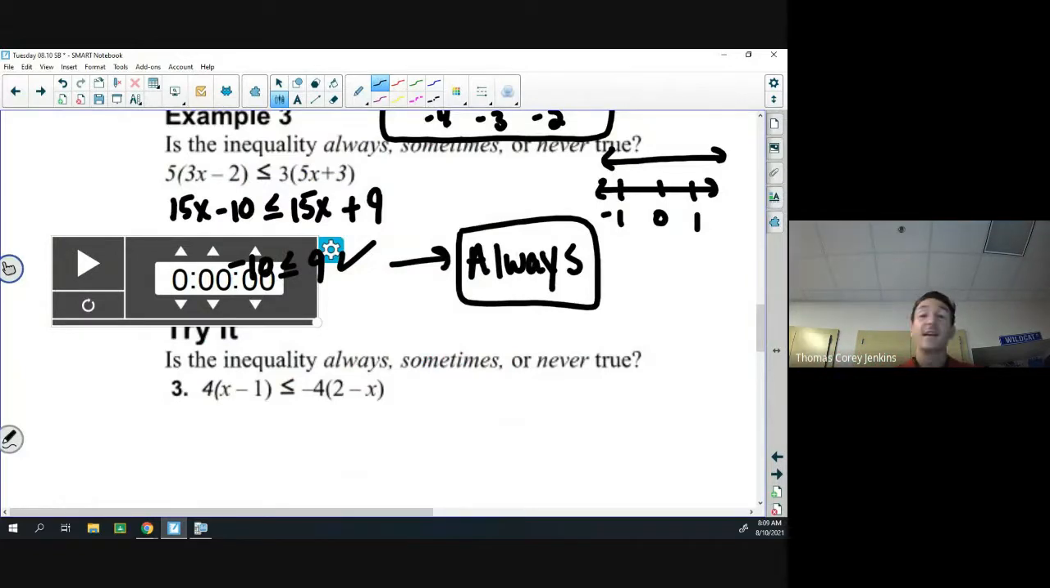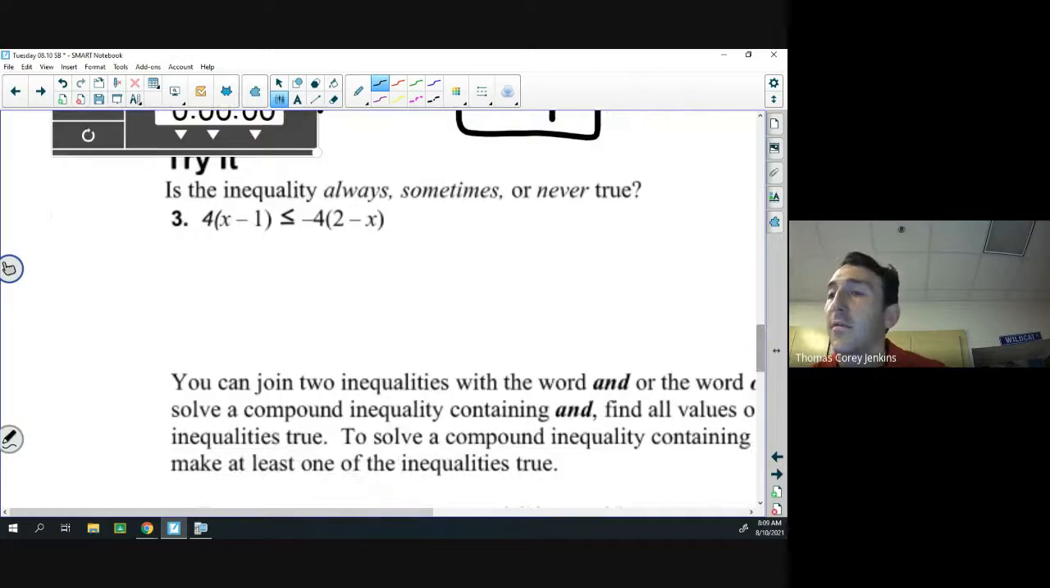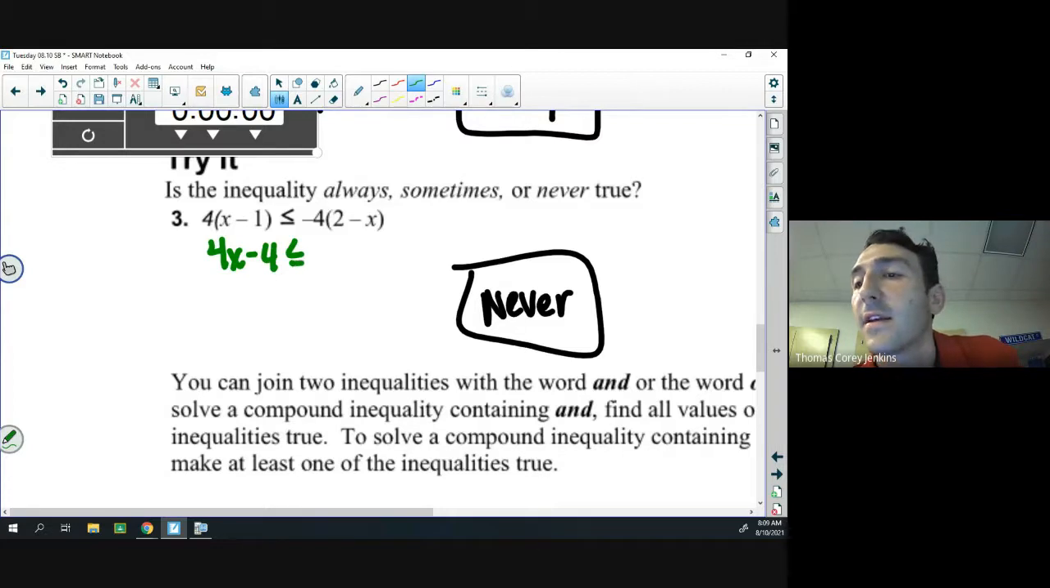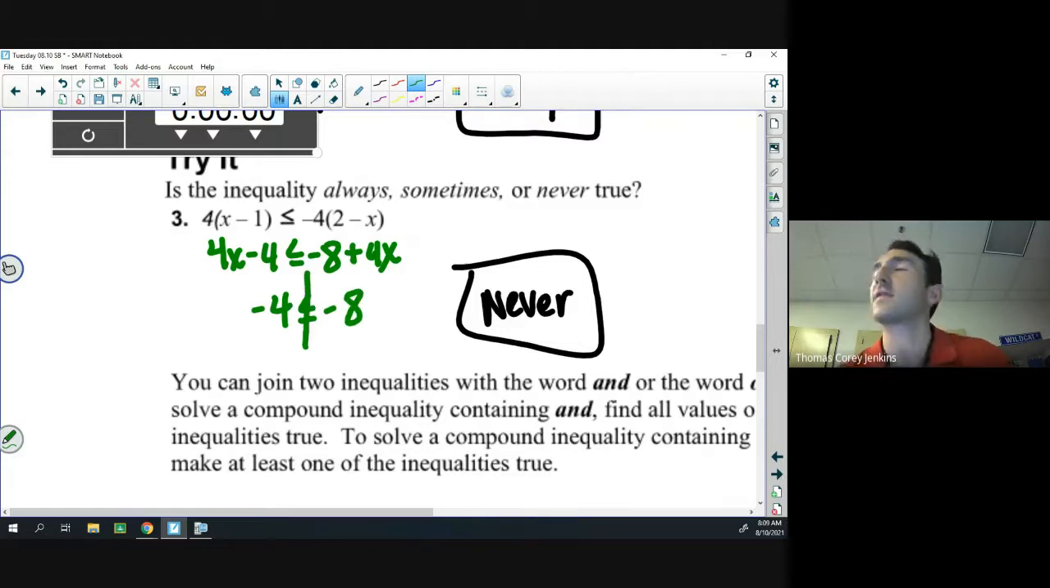Never true is correct, so good job. Here's how we know. So obviously distribute, get 4x minus 4 is less than or equal to negative 8 plus 4x. Subtract 4x from both sides, then we have negative 4 is less than or equal to negative 8, which is false. Okay, that's false, so that's a never. And sometimes those negatives can trip you up, right? Because we might think 4 is less than 8, but just keep in mind we're talking negatives there.